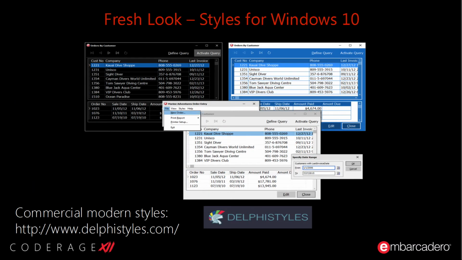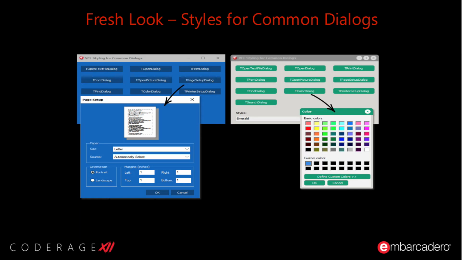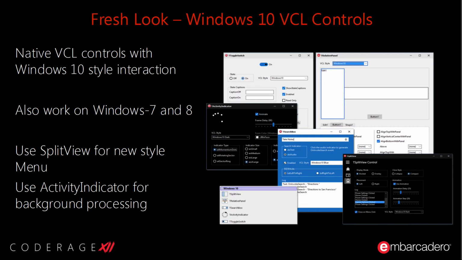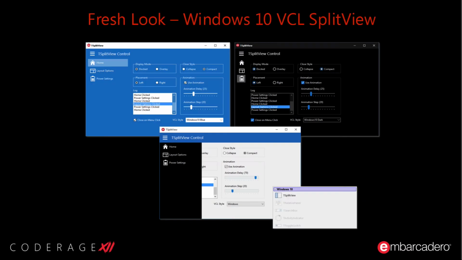We'll use the modern Windows 10 styles that are integrated in Delphi, but you can also use commercial modern styles, for instance at delphistyles.com. These modern styles also style the common dialogues. The modern VCL controls that we'll be using are the calendar picker and the search box. And the calendar picker has a nice animation up and down with the month selection and year selections. We'll also use the split view for the new style menu, as well as an activity indicator for background processing.